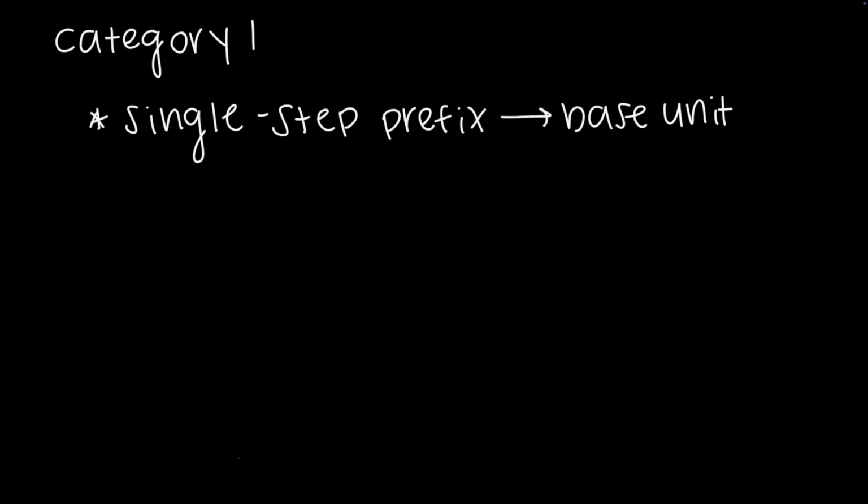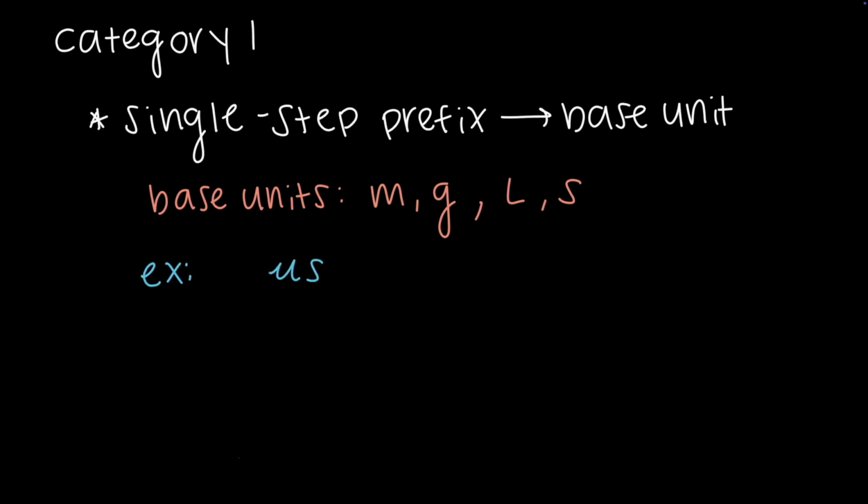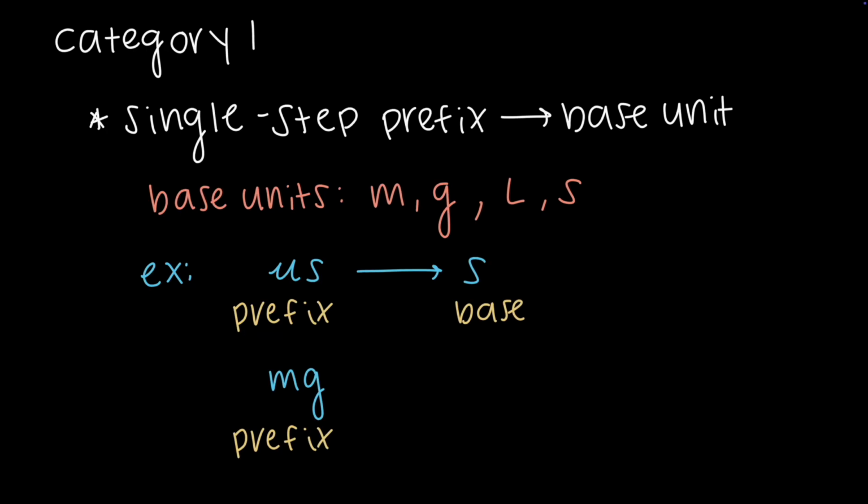The first category will have single-step prefix conversions to base unit conversions. These are the simplest problems where you start with a prefix unit and convert directly to the base unit, and the base unit can be meters, grams, liters, or seconds. For example, we could convert from microseconds, the prefix unit, to seconds, the base unit, or milligrams, the prefix unit, to grams, the base unit.